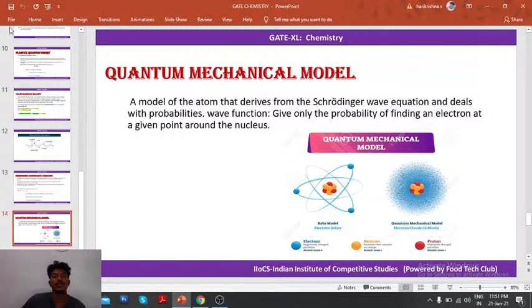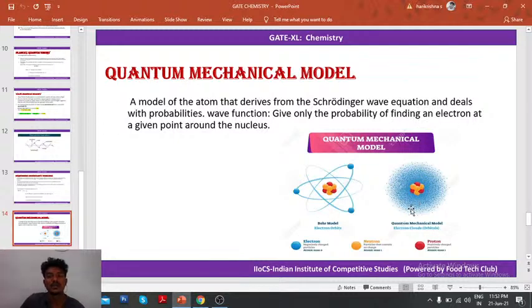Now here is a simple topic, the quantum mechanical model. Here we are explaining the quantum mechanical model of the atom. Here you can see the Bohr model of the atom with electron orbits, and here you can see the cloud model or quantum mechanical model. Here you can see the nucleus, and we are pointing out various electrons, protons and neutrons. It is a model of the atom that derives from the Schrödinger wave equation and deals with probabilities; the wave function gives only the probability of finding an electron at a given point around the nucleus.